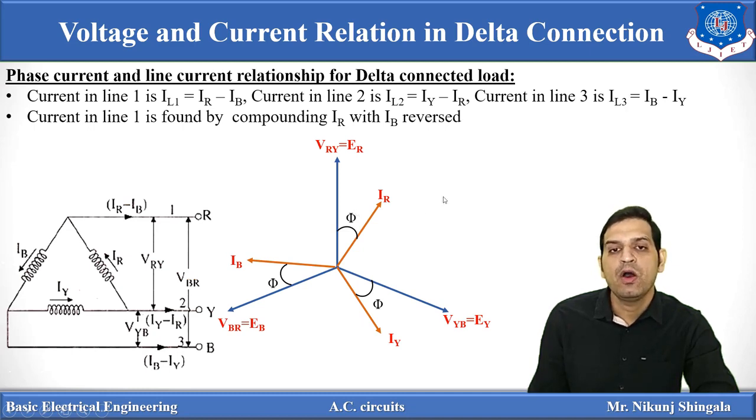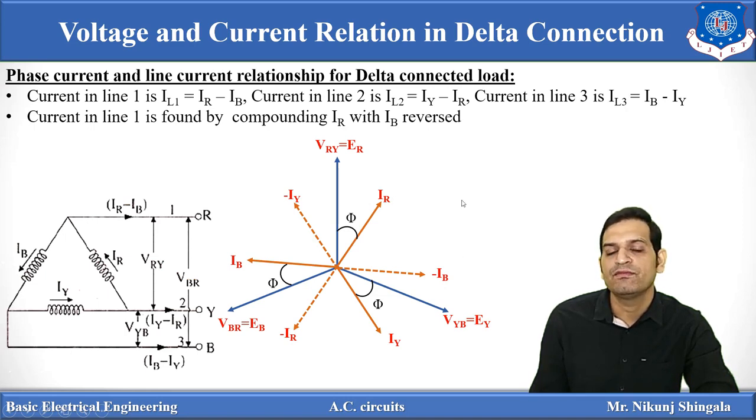Now taking the opposite of IR, that is minus IR, opposite of IY, that is minus IY, and opposite of IB, that is minus IB. Now IL1 is a phasor sum of IR and IB reverse. So here we have IR and minus IB, that is IB reverse.